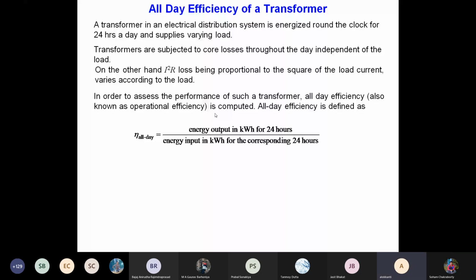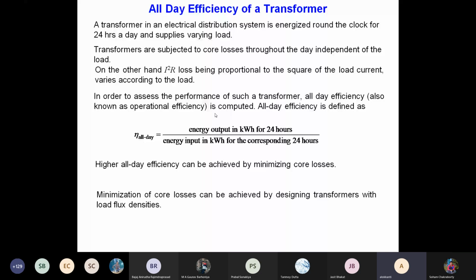So higher all-day efficiency can be achieved by minimizing the losses. If somehow you can minimize these losses, you can achieve higher and higher all-day efficiency. Minimization of core losses is the aim, because you don't have any control over the load. You don't have any control over the customer behavior.